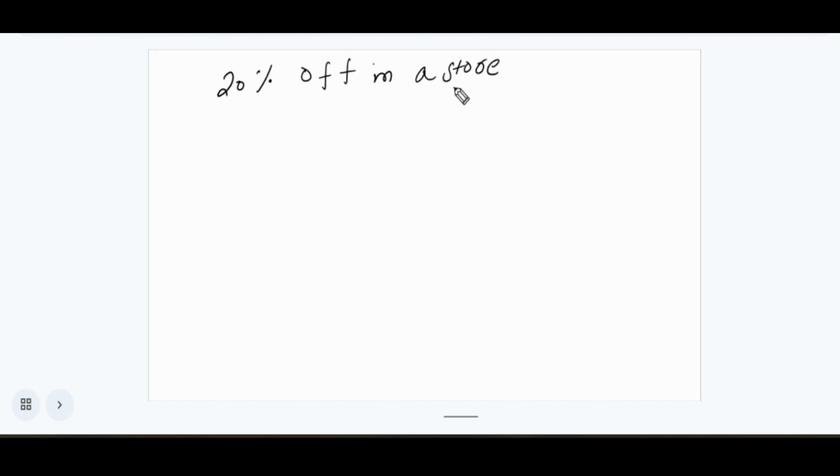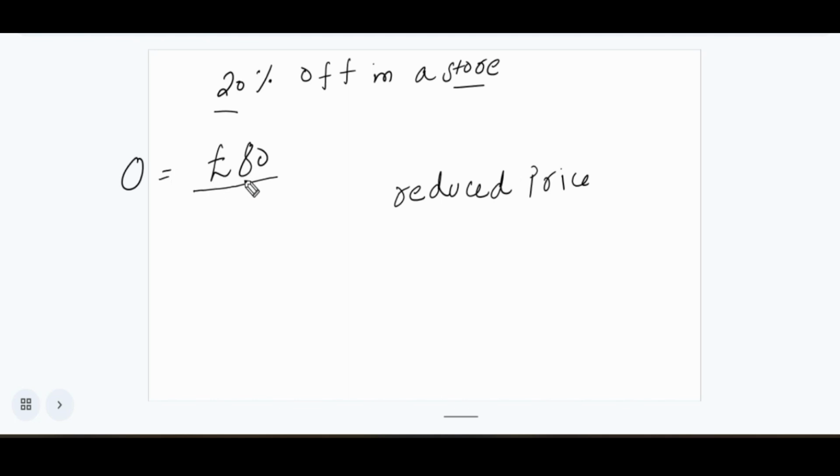Okay, so for example, let's take an example that there is 20% off in a store. So whatever the store is, there is 20% off. The original price was £80 for a dress, for example. We need to find the reduced price now. What will be the reduced price? Can you tell me? Original price is £80, right? And reduction is 20%. The first thing we need to do is find 20% of 80.